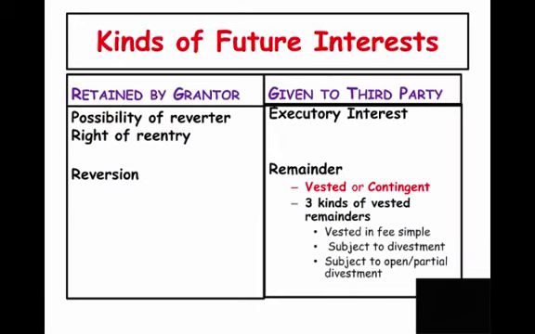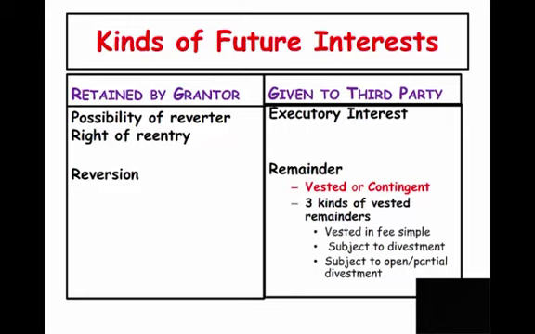So, in terms of future interests, as we said last time, there are two kinds of future interests. There are future interests that are retained by the grantor or future interests that are given to third parties. Now, within those categories, there are different kinds of rights that can be retained by the grantor or that can be given to a third party.